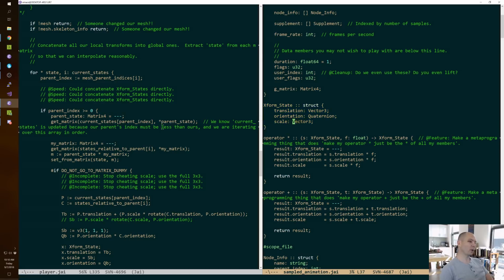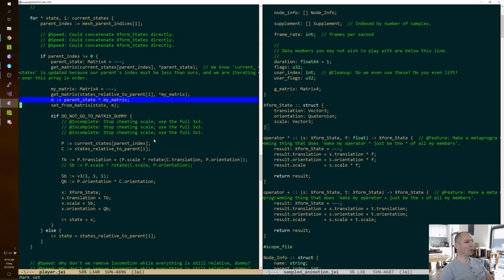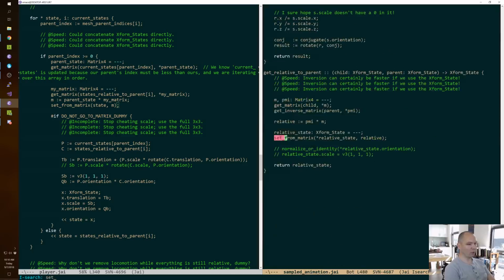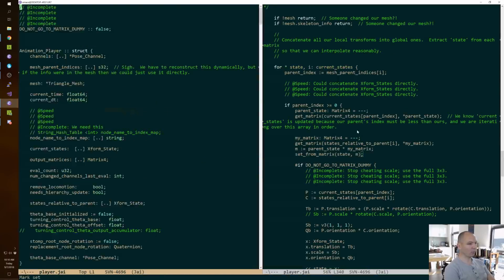Well, there's potentially other reasons, but we're about to do away with some of the other reasons. Anyway, oh no, we're not about to. We'll explain in a minute. Anyway, so we use this representation and not a matrix to perform our intermediate operations, right? So that's all fine. But when we want to generate a matrix, what we're doing right now is we're getting a matrix for this guy, getting a matrix for this guy, doing a matrix multiply, and then setting the result. And so set from matrix, I think that's back here.